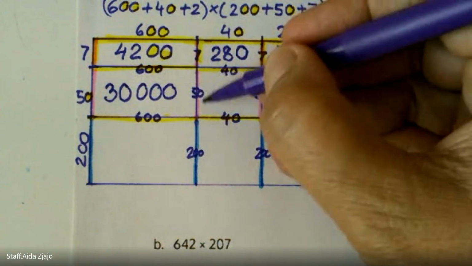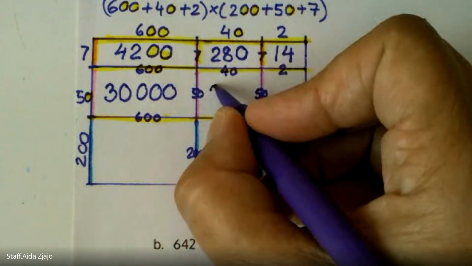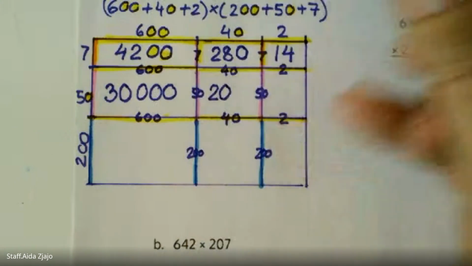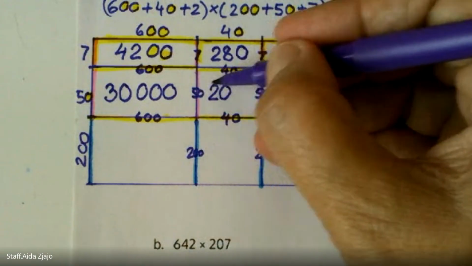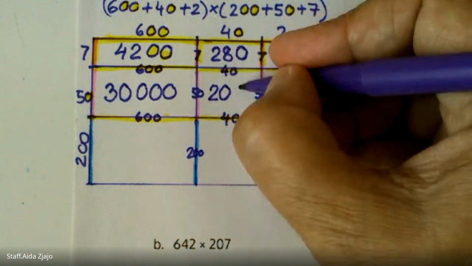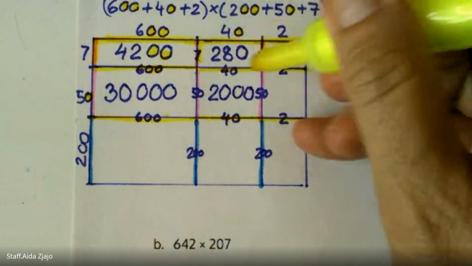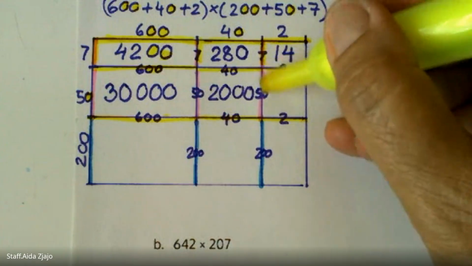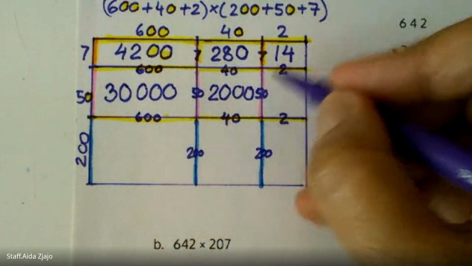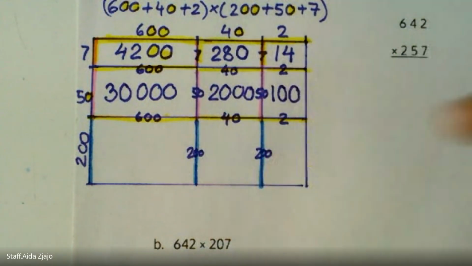Okay, next, 50 times 40. 4 times 5 is 20. Again, you got a 0 from 4 times 5. And then you add 0 from here and 0 from here. So that is 2 more zeros. So 2,000 is 50 times 40. Then 2 times 50, 2 times 5 is 10. And then you add 1 more 0. So that is 100. Okay.